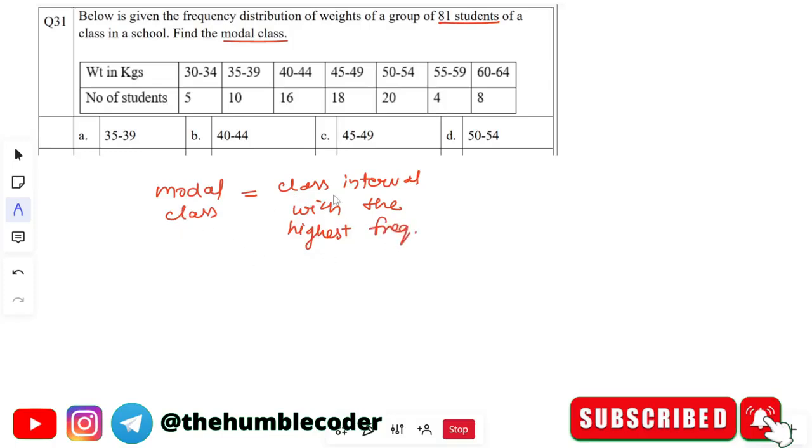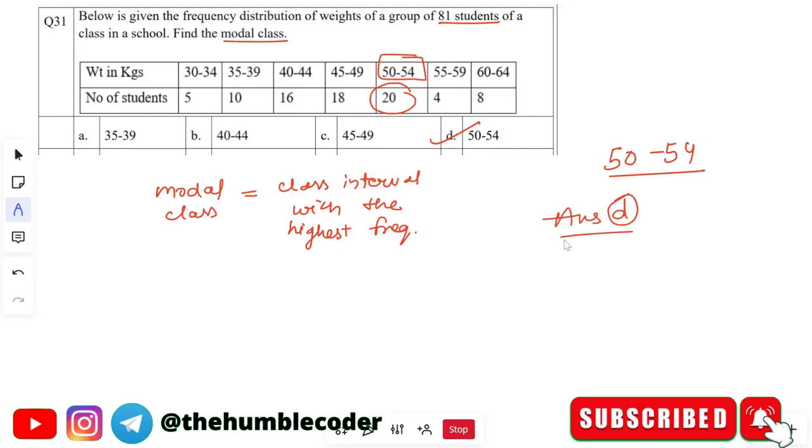So modal class is what? It is the class interval with the highest frequency. Frequency is the number of students in our case, right? Let's see which is the highest frequency, which means the highest number is 20. We have to take its interval. So the answer for this one is going to be 50 to 54, because the modal class is the class with the highest frequency. We first found the largest value, and corresponding to that we gave the interval. The correct answer in this case is option D, which is 50 to 54.